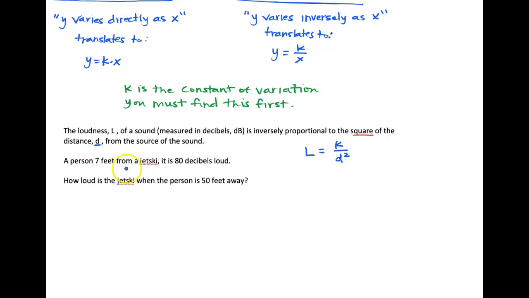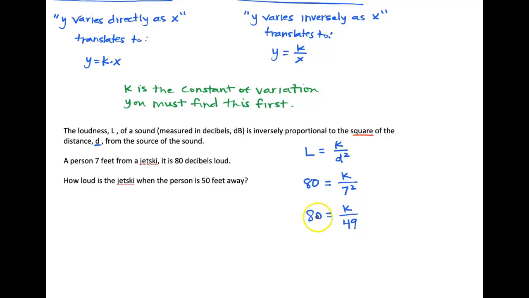And then we're going to go ahead and put in our numbers that they give us here. So remember, a person is 7 feet away from a jet ski, and it's 80 decibels loud. So in place of our L, we'll put 80. We don't know what K is. That's what we've got to solve for first. But d is the distance away from the jet ski, and so that's 7 feet, but it's not just 7 on the bottom, it's 7 squared. So when I rewrite this down again and simplify, we get 80 equals K over 49.